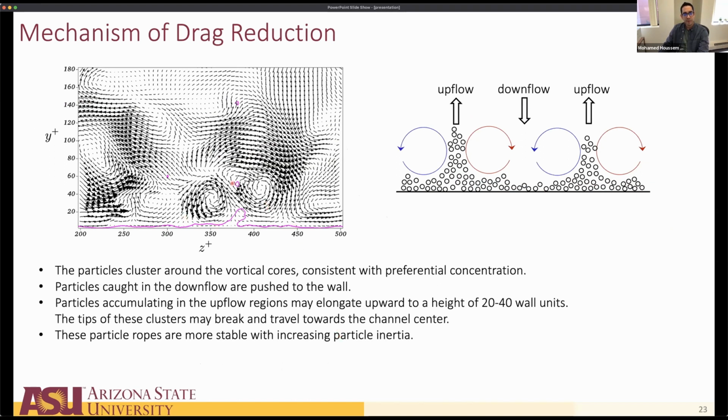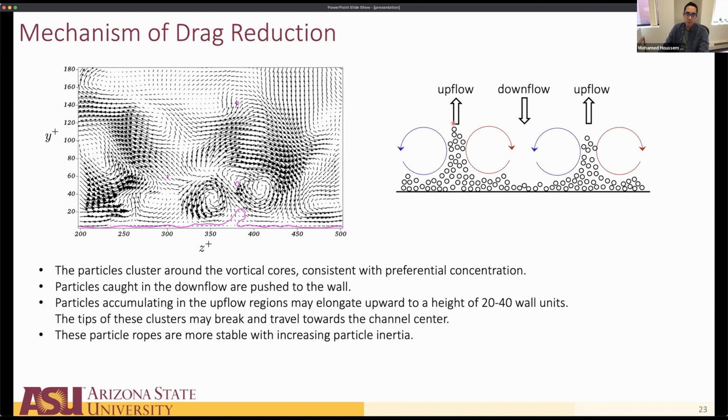And part of the reason why these particle ropes appear is because they interact with these near wall coherent structures. So when you have counter-rotating vortices like this with an upflow, you have an accumulation essentially of the particles that may extend upwards. But in other regions where you have a downflow, like here, the particles are pushed to the wall where they cluster more.